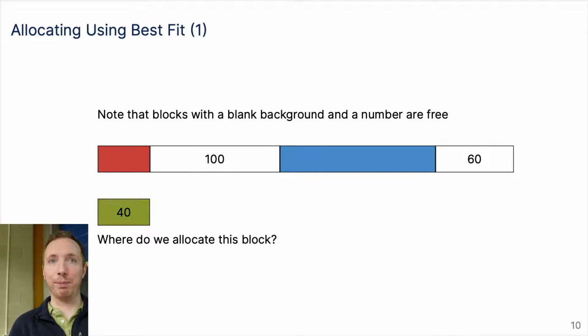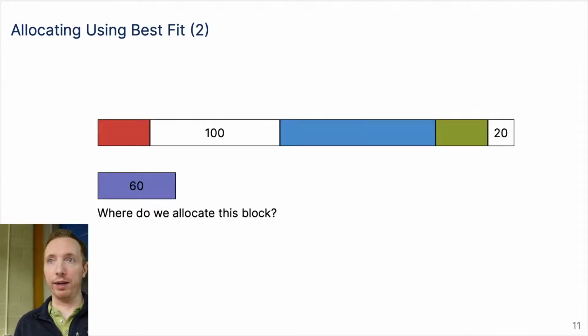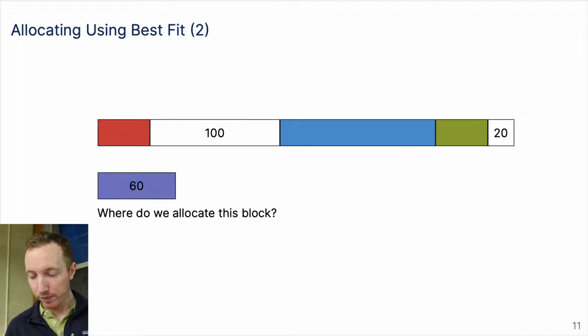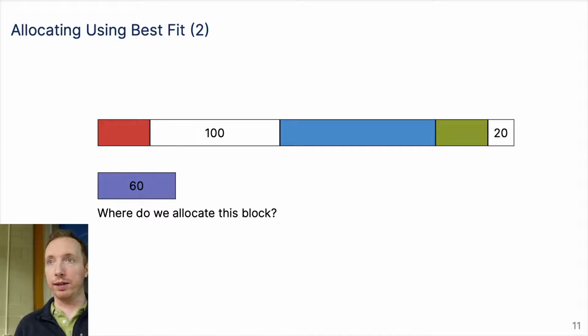60, because we're doing best fit, so it's the closest one. 60 is closer to 40 than 100 is. So I would do the allocation in the 60 block, then I have 20 bytes left over. Another allocation comes in, which is 60 bytes in the purple. So where do I have to allocate this block? In the 100, right? There are only two free blocks, the 100 and the 20. It doesn't fit in the 20, so I have one option.